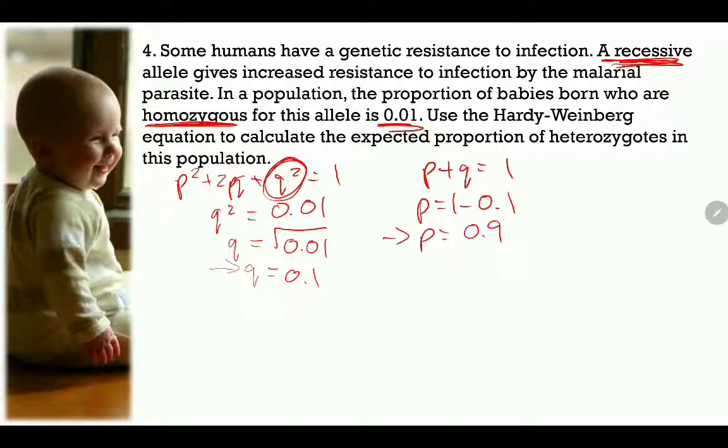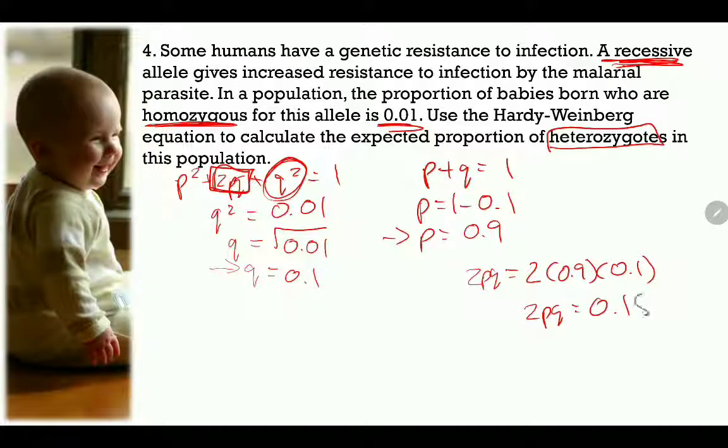So here again, they want to know about the heterozygotes. So we go back to our genotype frequency. We want to think about 2pq. So 2pq is equal to 2 multiplied by p, which is 0.9, multiplied by q, which is 0.1. So 2pq, also known as our heterozygotes, is equal to 0.18.